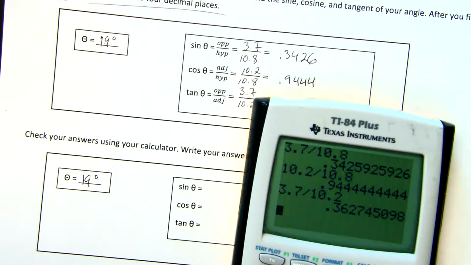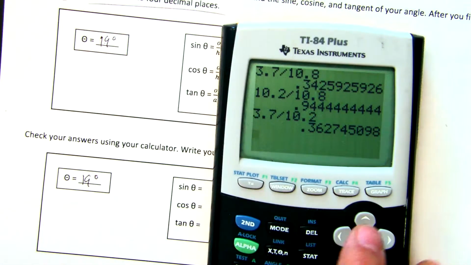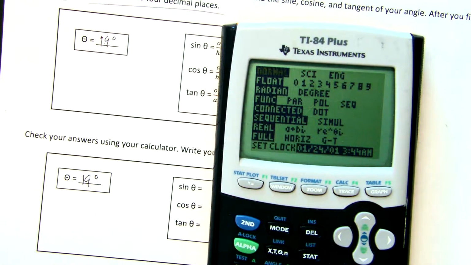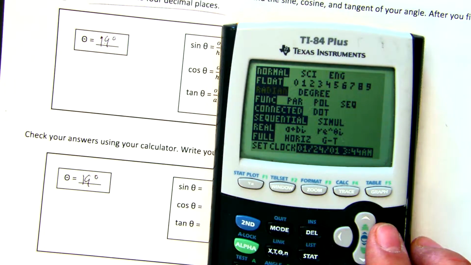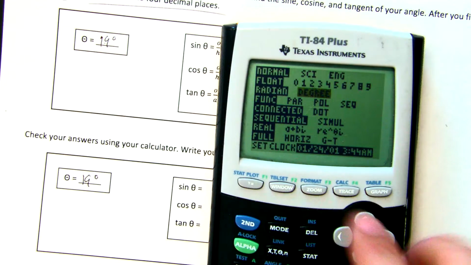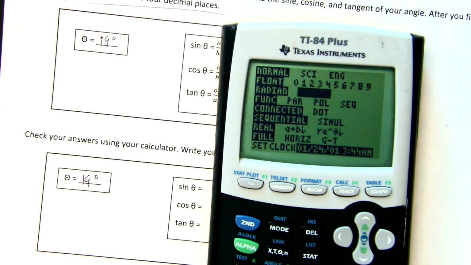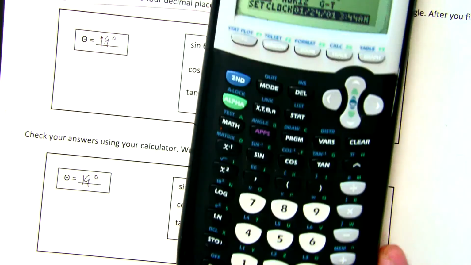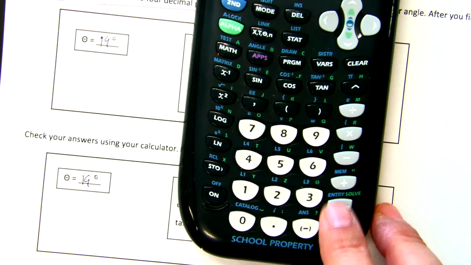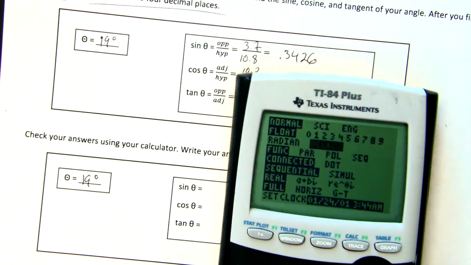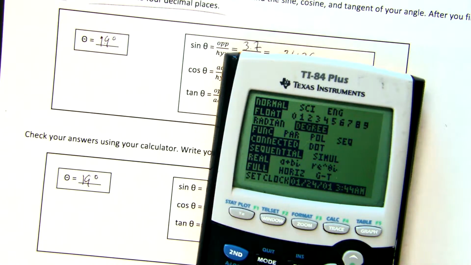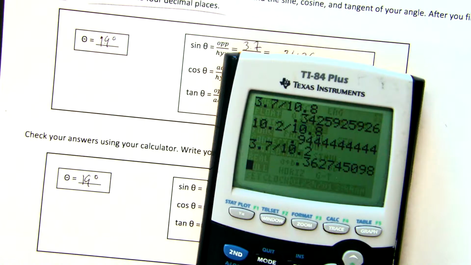So press the mode button, and go down, and mine is not in the right mode. If you go down to this third line here, it says radians, degrees. You want degrees to be highlighted, not radians. So go to degrees and then hit enter. Right here, this one. When you do that, now degrees is highlighted instead of radians. And to get out of that screen, you just hit second mode. And now we can do our calculations.